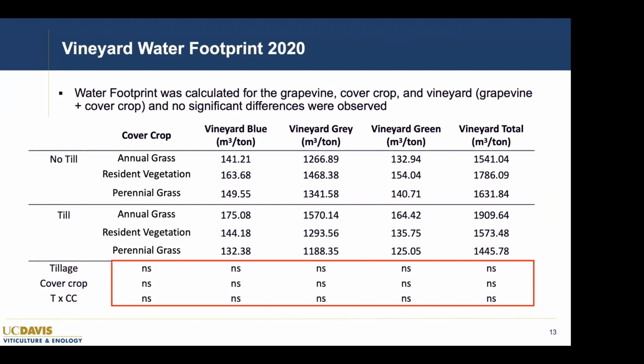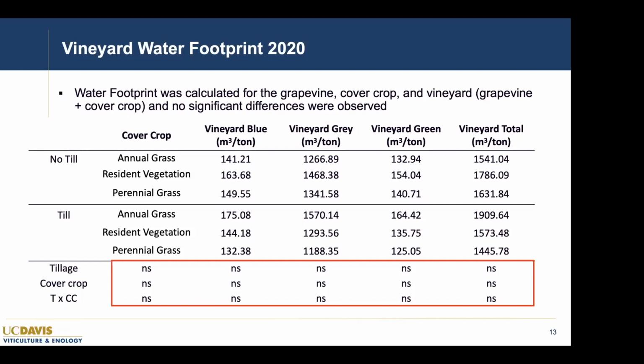And we estimated this as the sum of 3 components: blue water, gray water, and green water, and then the total. And we calculated that for not only the grapevines, but again, took a systems approach to this study and added in the cover crop as well. So what you see is the combination of the cover crop and the grapevine itself.